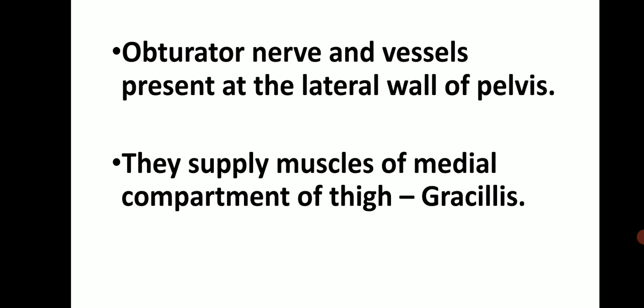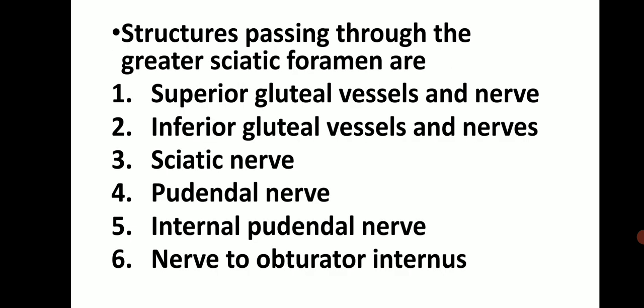Obturator nerve and vessels are present at the lateral wall of pelvis. They supply muscles of medial compartment of thigh, which include gracilis. Structures passing through the greater sciatic foramen are superior gluteal vessels and nerves, inferior gluteal vessels and nerves, sciatic nerve, pudendal nerve, internal pudendal vessels, nerve to obturator internus. That's it.